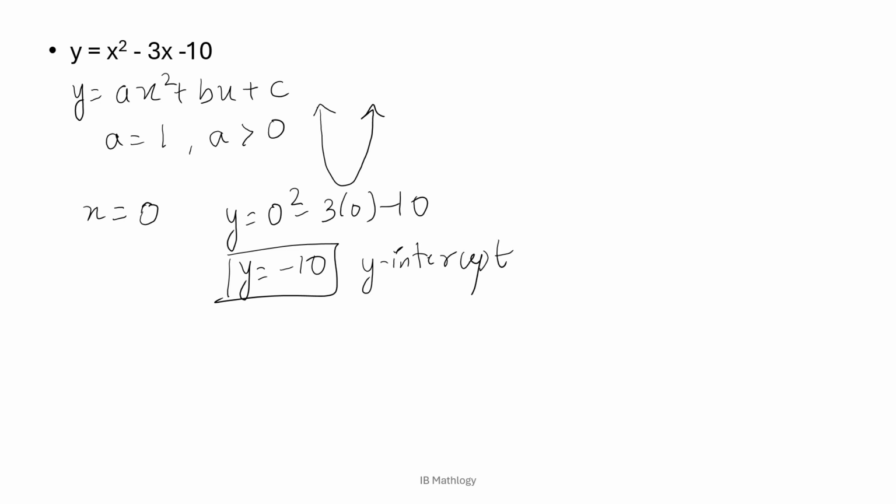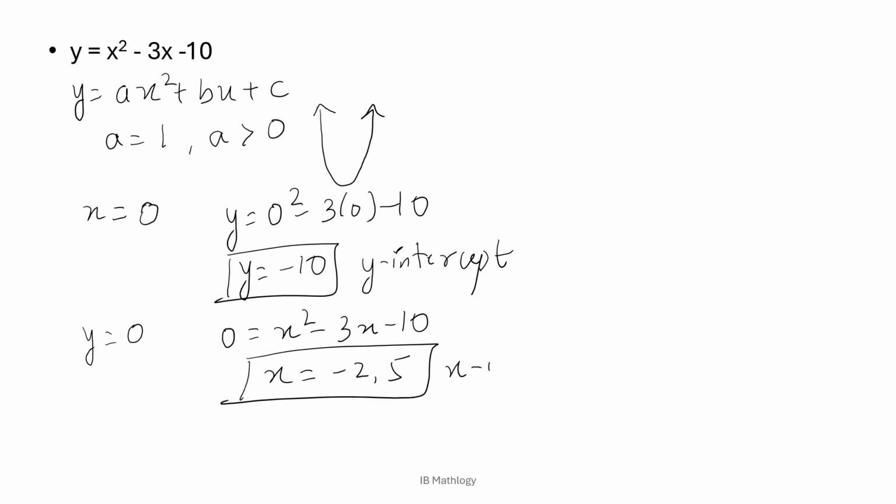This represents the y-intercept. Now let's find out the x-intercept. For that we will put the y value as 0. So 0 = x² - 3x - 10. On solving this quadratic equation using GDC or by using the formula, we will get the x value as -2 or 5. These two values represent the x-intercepts.